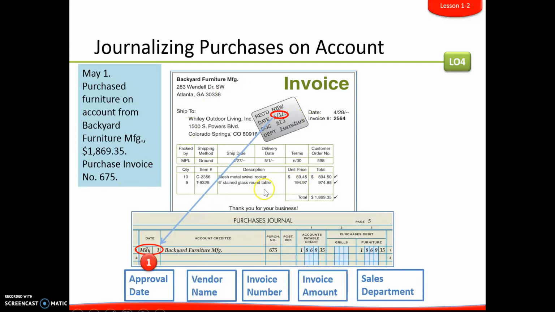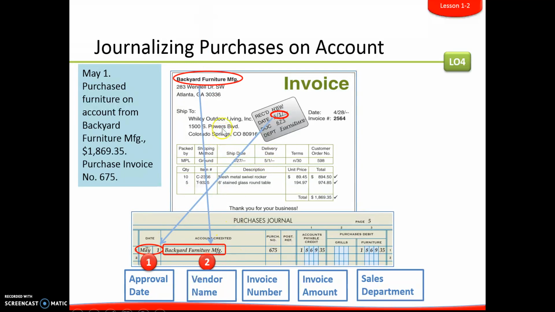So here's our purchase invoice from Backyard Furniture Manufacturing. It's shipped to us. Here's our Wiley Outdoor Living Company. When we receive our invoice, what we do is we stamp it. So it gives the initials of who it was received by, the date it was received, the document number, which is invoice number 675, and then our department, excuse me, this is going to furniture. So remember, we have purchases for grills and we have purchases for furniture. So it talks about the approval date. That's what we stick on here when we received it.